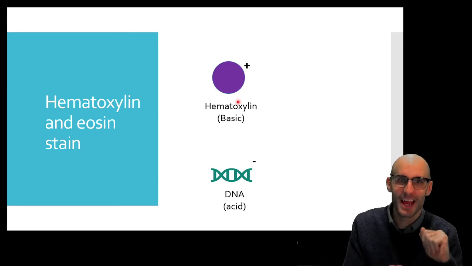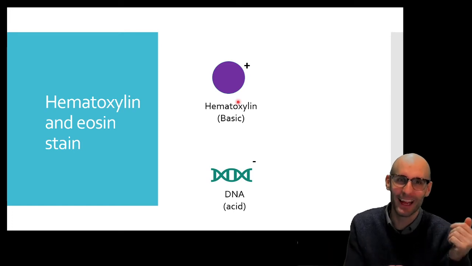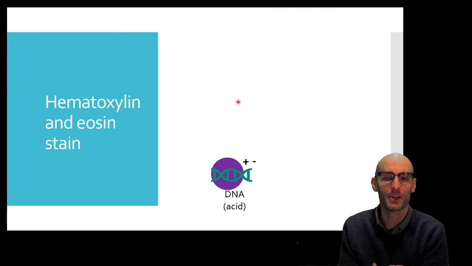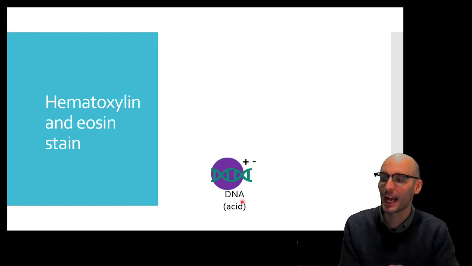Opposites attract, certainly in chemistry. I don't think in terms of personality, but anyway, opposites attract. So we're going to get a purple stain on your DNA because the positively charged hematoxylin is going to react with the negatively charged DNA acid.